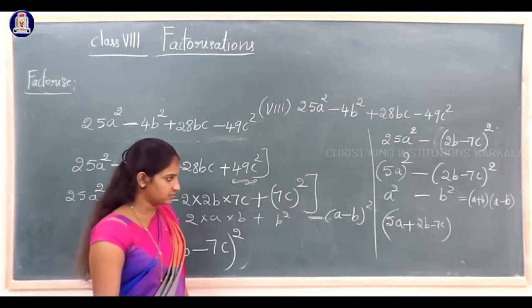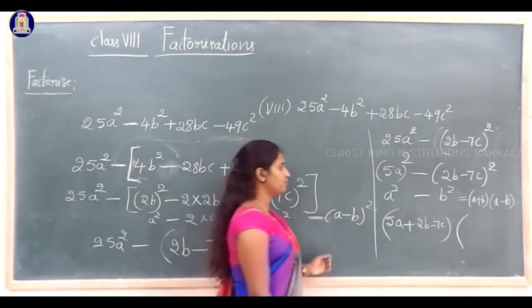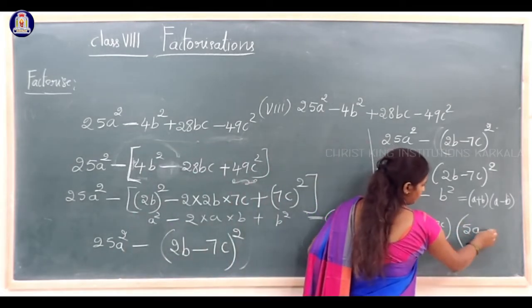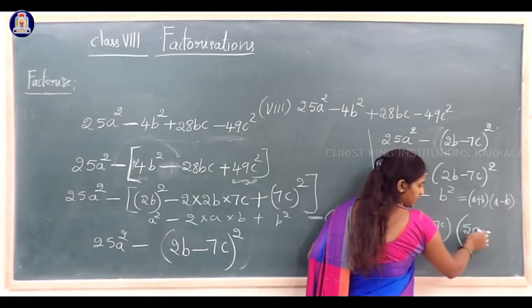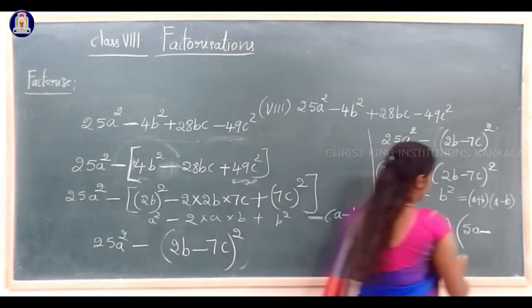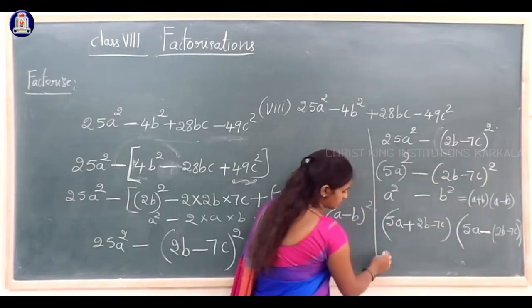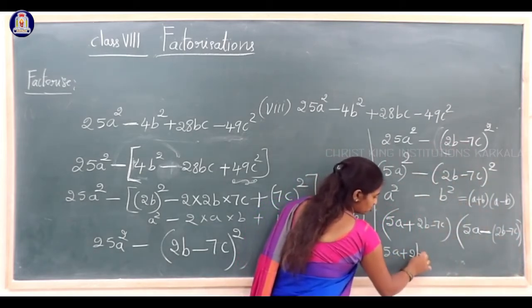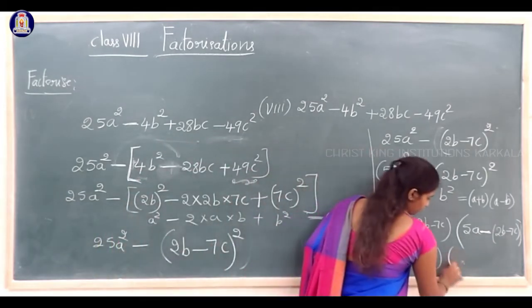So this is the first factor, and then for our second factor we get a minus b, which means a is 5a, and minus, this minus is in the formula, isn't it? So a minus b means 5a minus what is b? b is 2b minus 7c. So we write inside the bracket because the sign here is negative, so better to write inside the bracket. So the first factor is 5a plus 2b minus 7c, and the second factor is 5a.